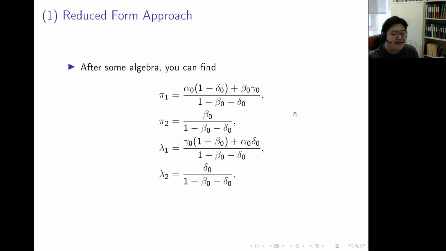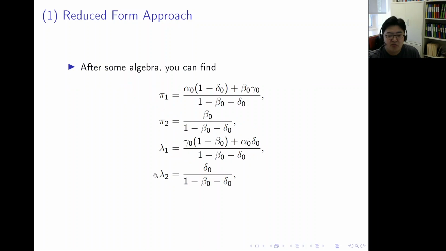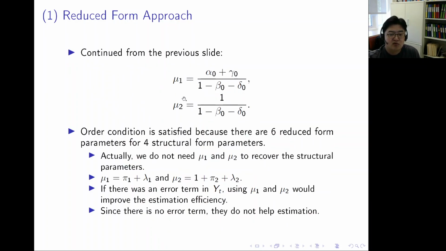And like this is easy algebra in this exam. You can find pi, lambda, mu can be written in this way. So the left hand side are reduced form parameters and the right hand side are structural form parameters. My algebra may be wrong, but I believe it's correct. And also mu1, mu2. So this is the reduced form approach. So what we can see here is, first we check order condition.